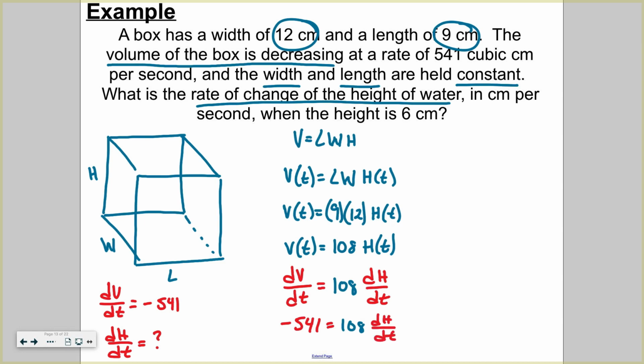So now we're just going to divide both sides by 108, and we're going to get dh over dt is equal to negative 541 over 108, which can simplify down possibly. Negative 541 divided by 108 cannot simplify down, so that is as simplified as possible. And let's see, this is going to be one dimension, so it's going to be centimeters per second.